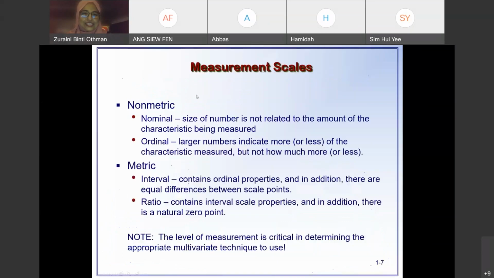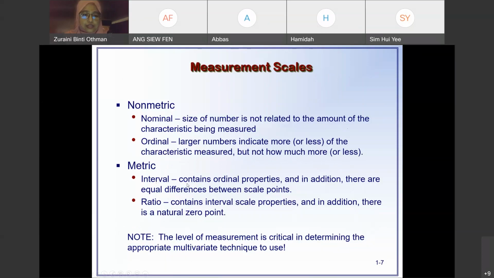And this is the measurement scale for this data, which is non-metric: nominal, ordinal, and metric: interval, ratio. After this, we look at what is nominal, ordinal, interval, and ratio. For non-metric, nominal is size of number, not related to the amount of the characteristic being measured. And for ordinal, a larger number indicates more or less of the characteristic measured, but not how much more or less.